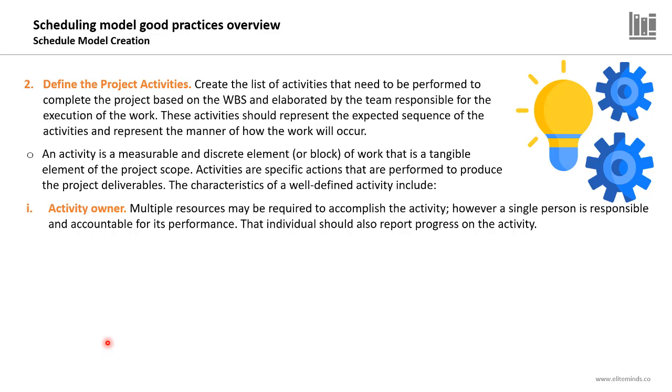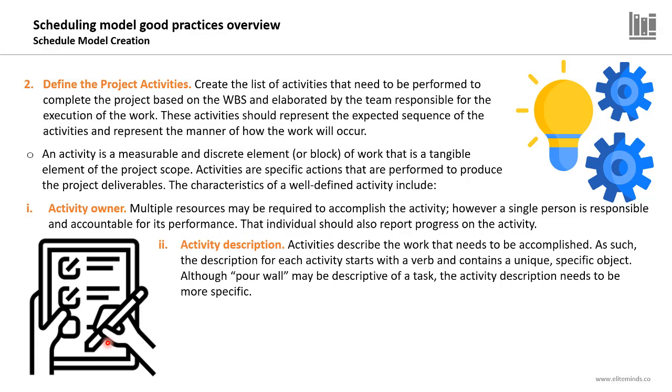Multiple resources may be required to accomplish an activity. However, there should be one single person who is responsible and accountable for the activity performance. That individual should also report progress on this activity. So we might have different resources who are responsible for an activity to be executed. However, there should be one accountable person, one person known as the activity owner, and he or she is responsible to provide us with the updates on the execution of this activity.